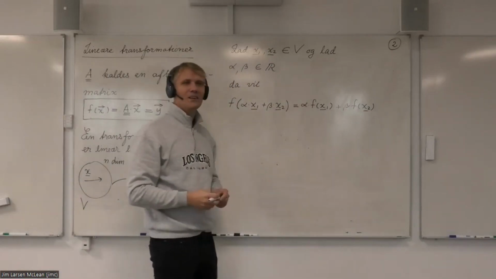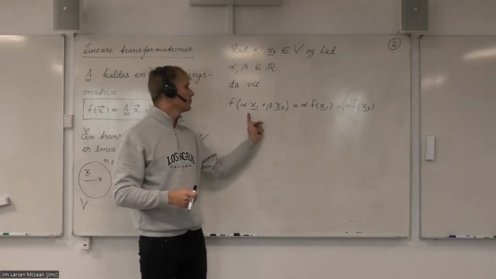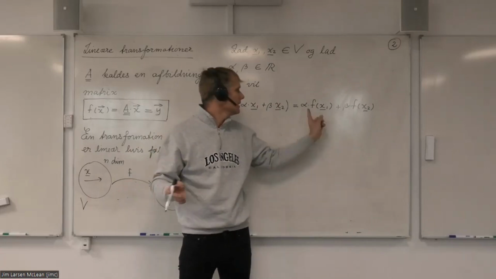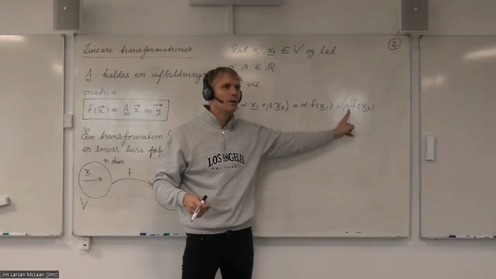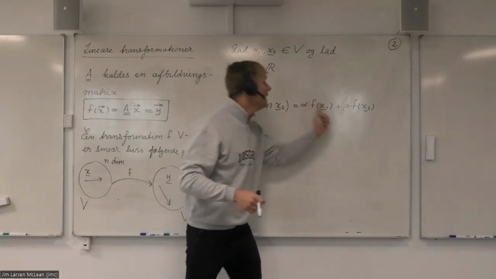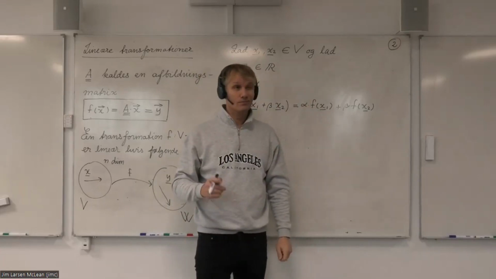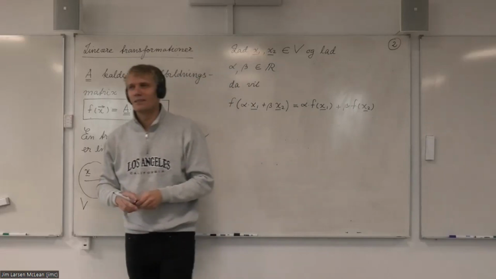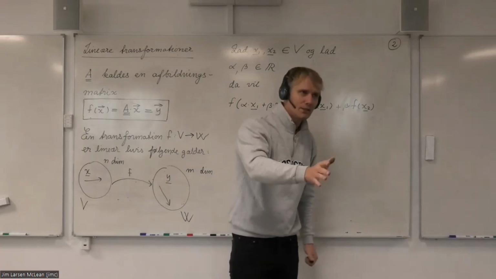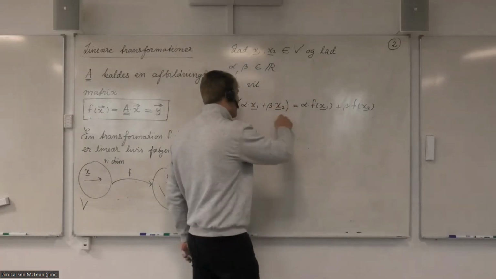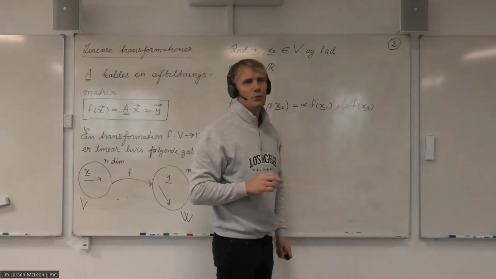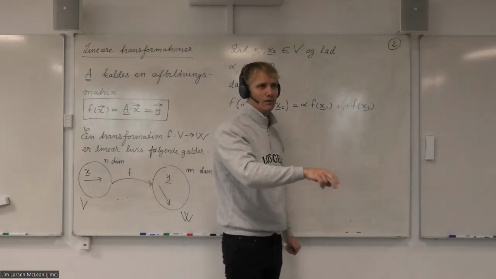Because what it says here is that if you have a linear combination of two vectors and you send it off, what do you get? The same linear combination, the same alpha and the same beta as before. But now it's not a linear combination of x1 and x2 you get, it's of the images of x1 and x2. I need to let that sink in. A transformation is linear if it sends linear combinations of vectors into the same linear combination of the images of those vectors.